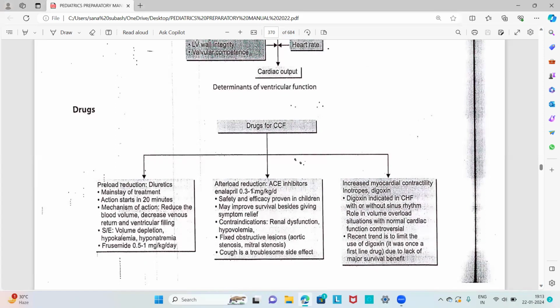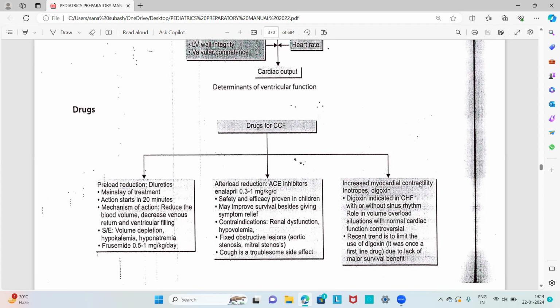Then we have another drug used for afterload reduction, that is ACE inhibitors, angiotensin converting enzyme inhibitors. The commonly used one is enalapril, 0.3 to 1 milligram per kilogram daily. Its safety and efficacy are proven in children, and it may improve survival besides giving symptom relief. The contraindications are renal dysfunction, hypovolemia, and fixed obstructive lesions like aortic stenosis and mitral stenosis, where we do not use ACE inhibitors. Cough is a troublesome side effect of ACE inhibitors. So if there is a severe cough, we use ARBs, angiotensin receptor blockers, instead of ACE inhibitors.